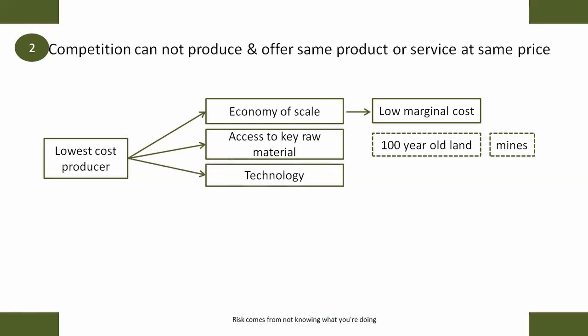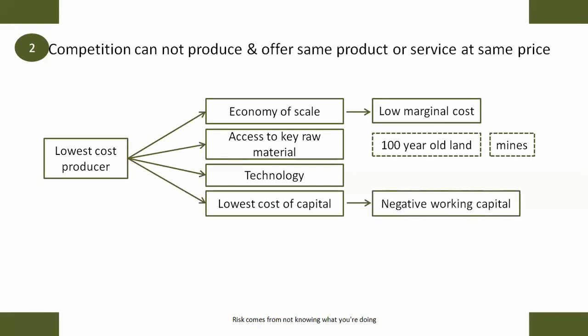The third possibility is you have such an advanced technology that your cost of production is very low, for example Tesla. The next could be lowest cost of capital. That also could be an advantage in certain situations. For example, if a company has negative working capital, a subscription-based model, or people are paying in advance for purchase, it could lead to negative working capital. That could be a huge advantage.